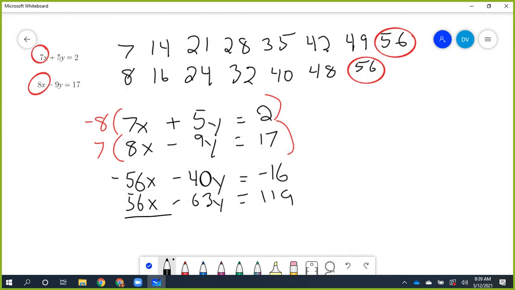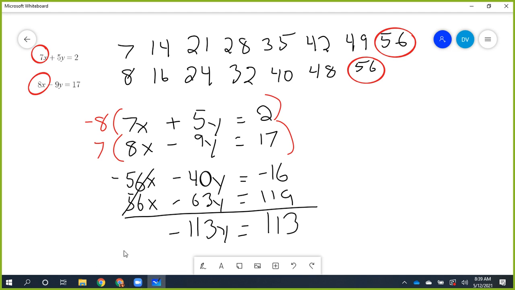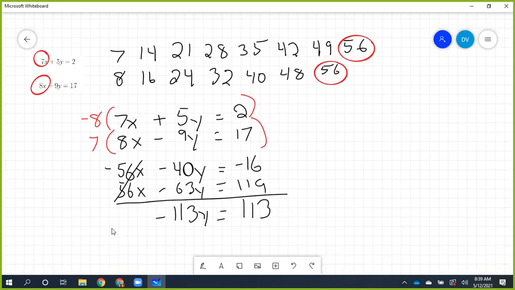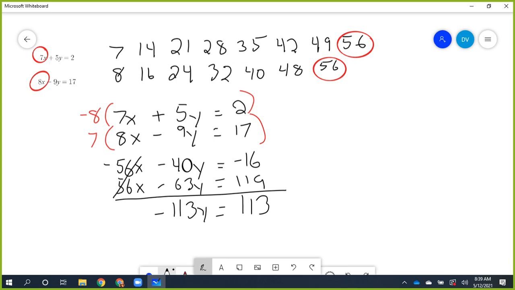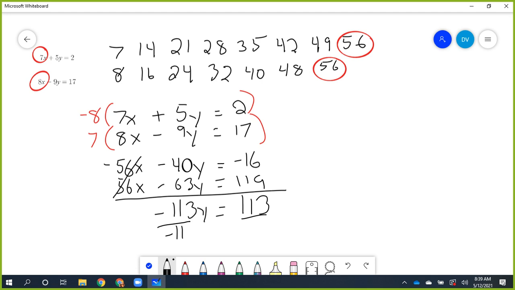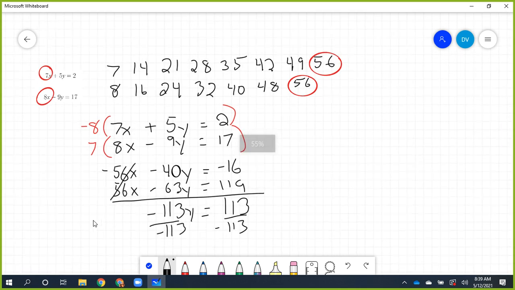Now when we add everything up here, these will add up to 0. This will give us negative 113y, and this will give us 113. So we're going to divide both sides by negative 113. We divide this side by negative 113 and that side by negative 113. We're going to get that y is equal to negative 1.